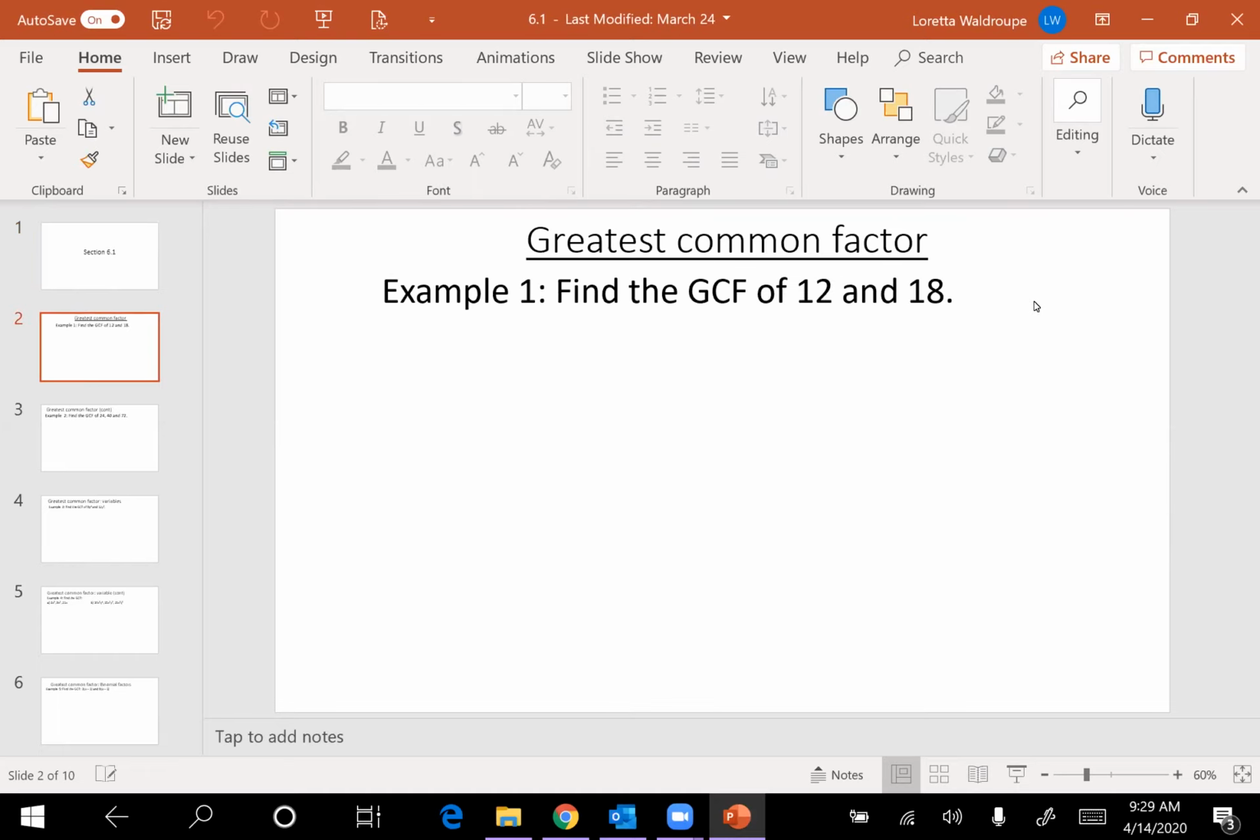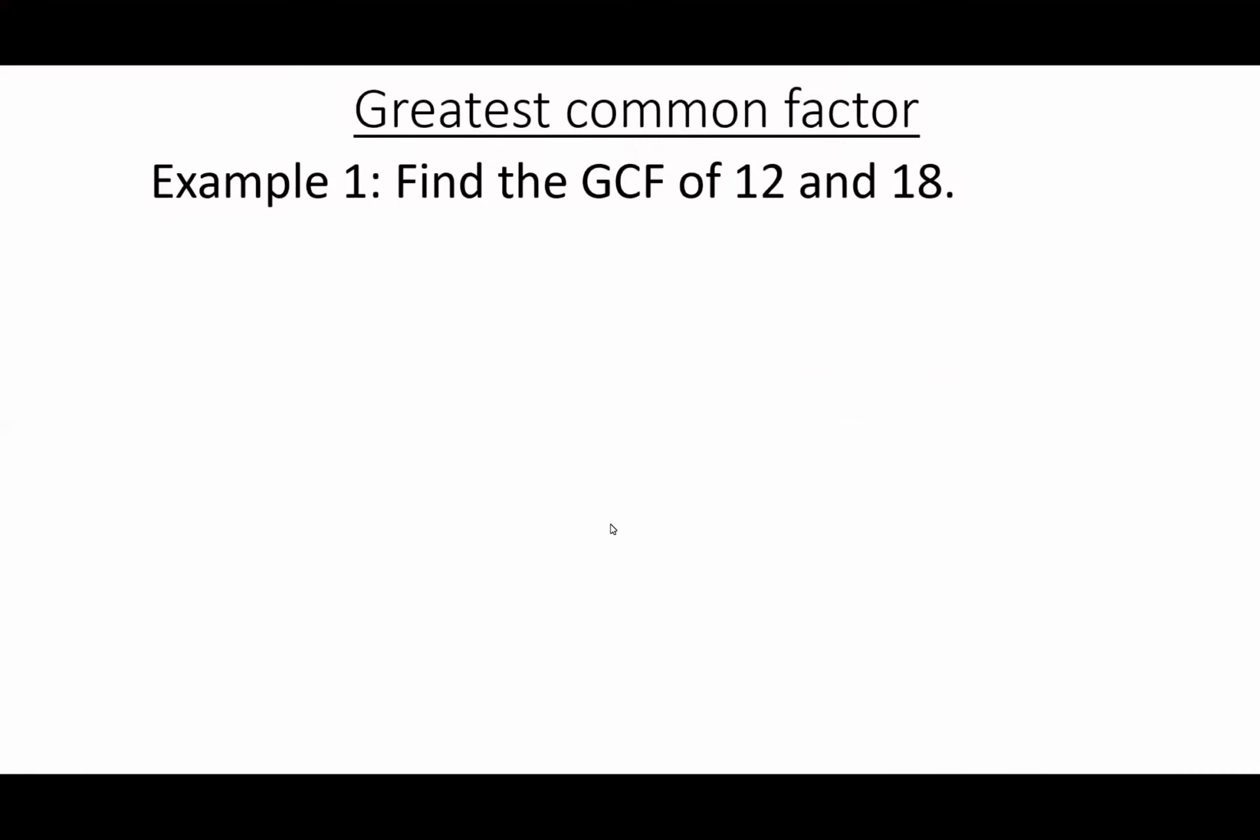In this chapter, we're going to start learning how to factor. And the first part of factoring is doing your GCF. GCF stands for greatest common factor. So when you're looking for the greatest common factor of two numbers, you use your factor tree and you break them down.